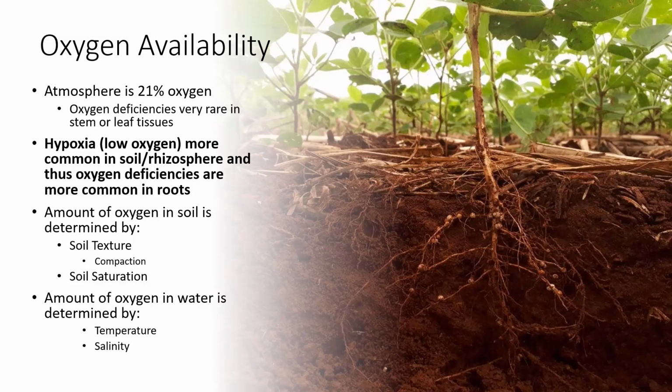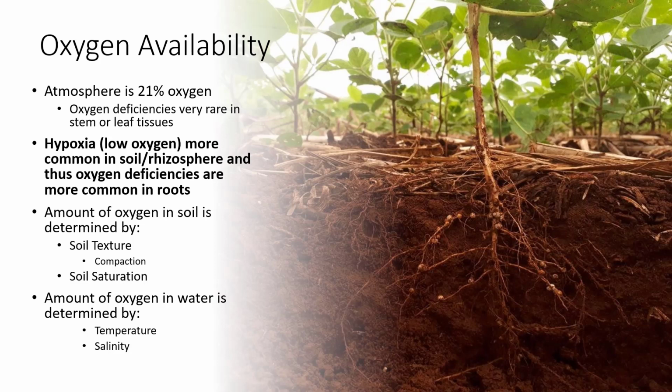So I kind of mentioned oxygen in the atmosphere, right? What is the availability of oxygen? Well, our atmosphere is about 21% oxygen. And because of that, oxygen deficiencies in stem or leaf tissue are very, very rare, right? There is enough oxygen in the atmosphere for our plants to be able to do all the cellular respiration that they need. And they're able to easily acquire it through those stomata or lenticels.